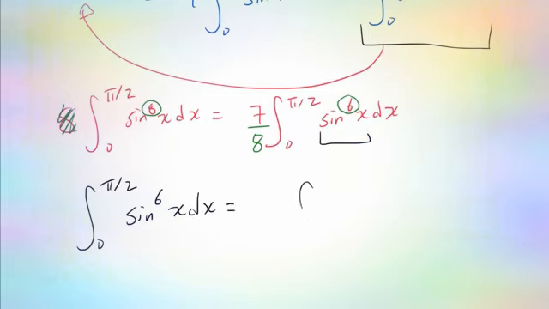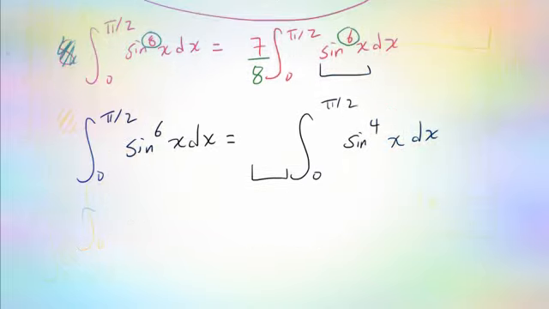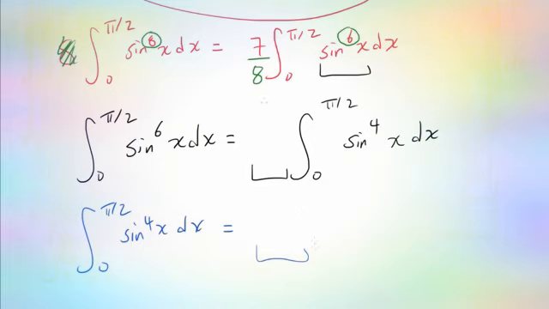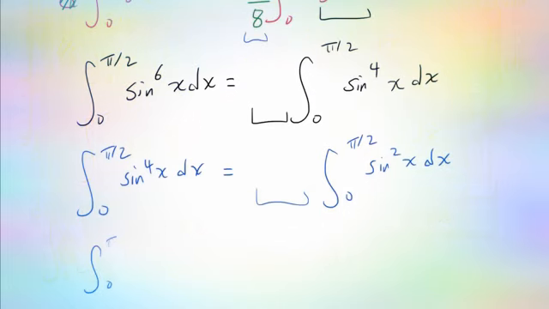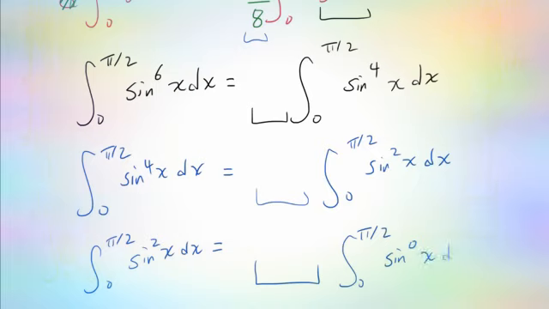And maybe now it's going to simplify to something times the integral from 0 to pi over 2 of sine of x to the 4th power dx. And hopefully you see where this is going. Now we can apply the same thing to the integral of sine of x to the 4th power dx, and we are going to get some constant times the integral from 0 to pi over 2 of sine squared of x dx. And if we really want to, we can go one more time, integrating sine squared of x dx to get some constant times the integral from 0 to pi over 2 of sine of x to the 0th power dx. And of course, sine of x to the 0th power is just 1.